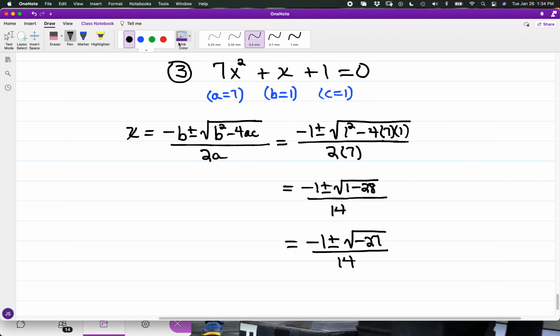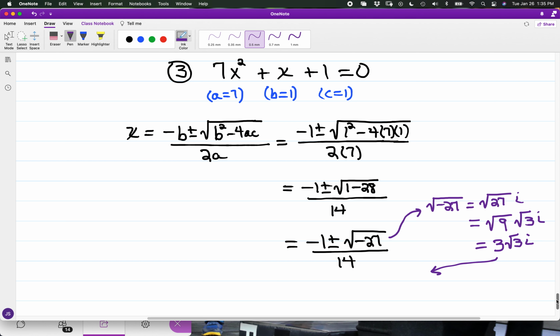And just stepping over to the side here, we have the square root of negative 27. And that's going to be an i term. So you have the square root of 27 times i. Now 27, again, is not a perfect square number, but it is a multiple of a perfect square that is greater than 1, and that perfect square is 9. So you have the square root of 9 times the square root of 3 i. So the square root of negative 27 will go to 3 times the square root of 3 i.